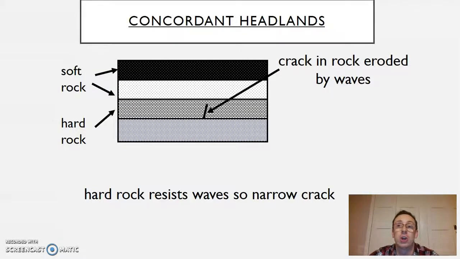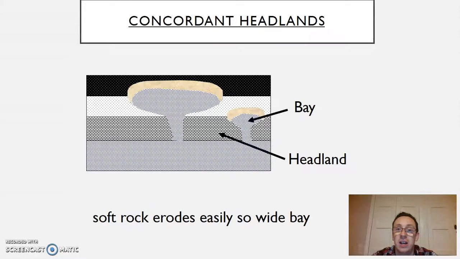First, if we're looking at concordant headlands and bays, we're going to have this layer of hard rock that's immediately next to the sea, and we're going to have a point of weakness in it, a crack, a fault, what have you. As that gets worked on by the sea, as that gets enlarged, it's going to be hard work because it's literally hard rock that's resistant to erosion. It's going to get bigger and bigger with time, and eventually it's going to make its way into the soft rock at the back.